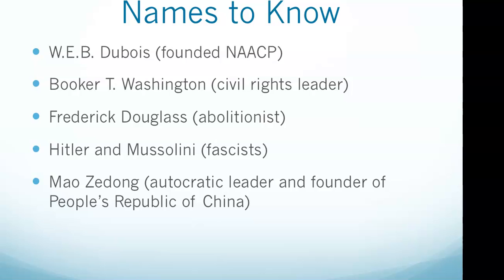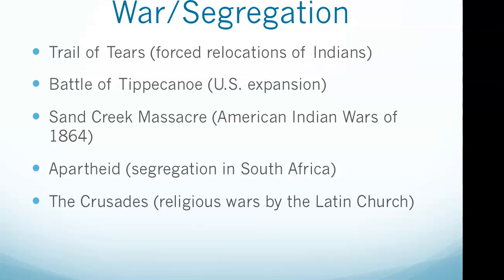So Mao Zedong is a big name in history, and I would expect him to show up somewhere on the test. He shows up in more than one section, in more than one video for us, and he's just a big name in history. And like we said, he is a controversial figure who did many great things for the Republic of China and some horrible things too. All right. So war and segregation. Trail of Tears. I believe that was one of our questions. The Trail of Tears was a series of forced relocations of Indian nations following the Indian Removal Act of 1830.